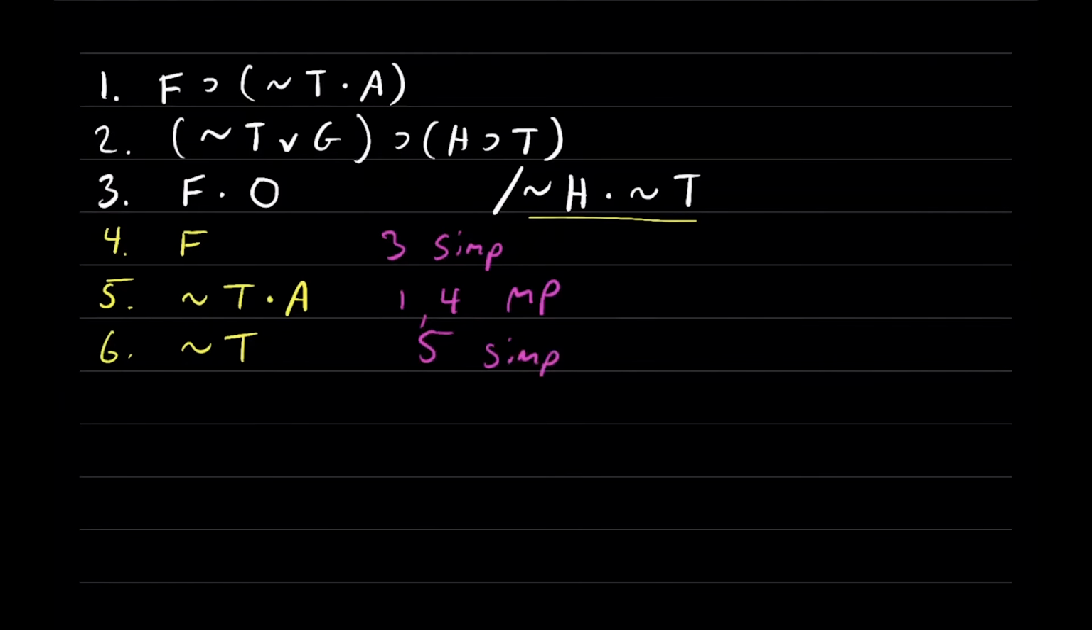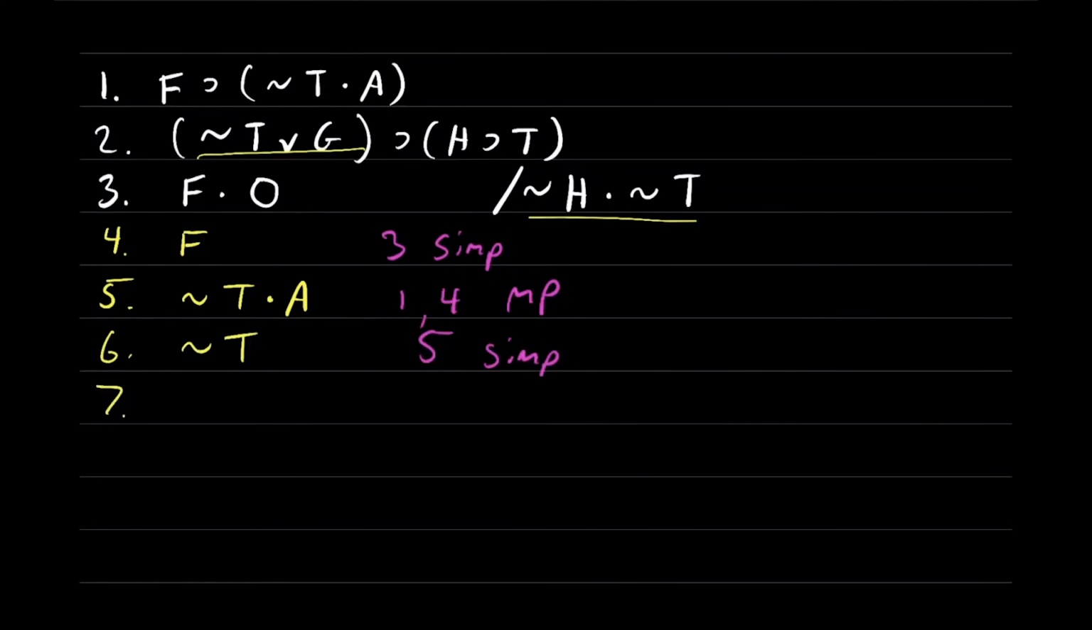Here's where we have to start thinking strategically. Line 2 tells us that if we know not T or G, then we get that expression in parentheses, H implies T. Well, we have not T, and we know from the addition rule that we can take any statement on its own line, use a wedge, and connect anything at all to it, even something that didn't necessarily come from the proof above. So that's what we're going to do here.